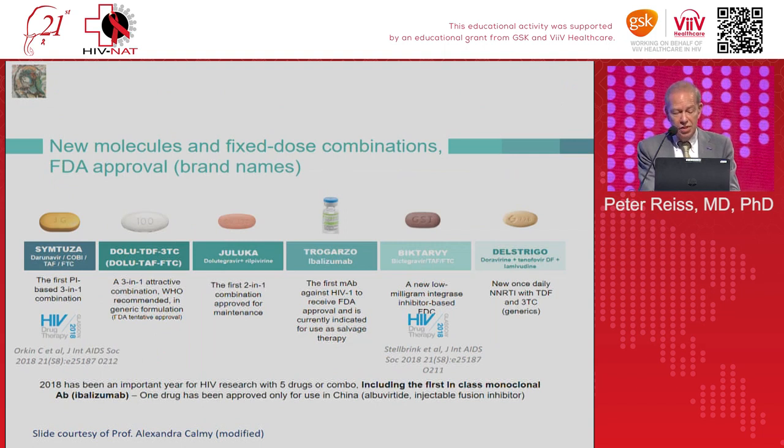Last year, also, several novel fixed-dose combinations shown on the slide were licensed, as was the first monoclonal antibody, ibalizumab, for use as part of salvage therapy in heavily treatment-experienced patients with multi-class resistant HIV.